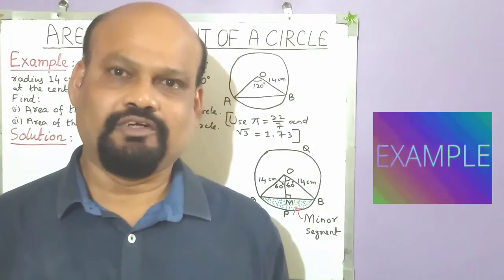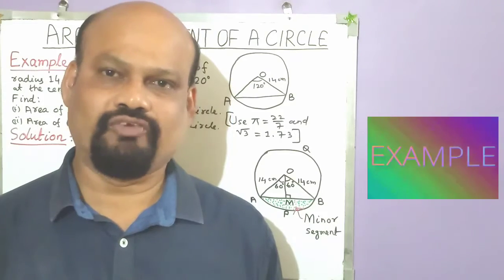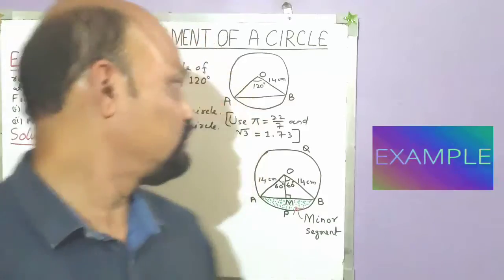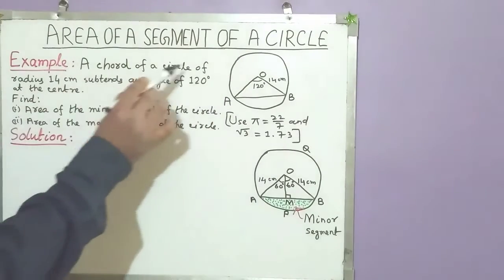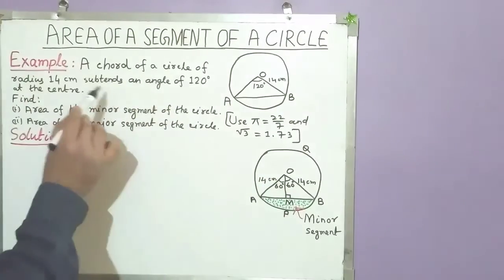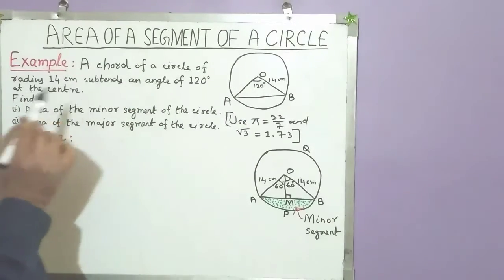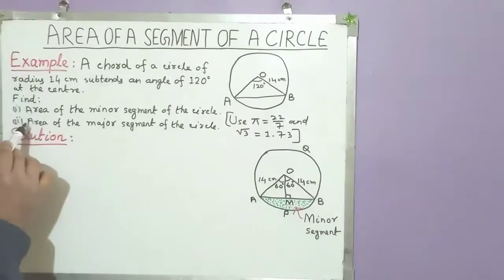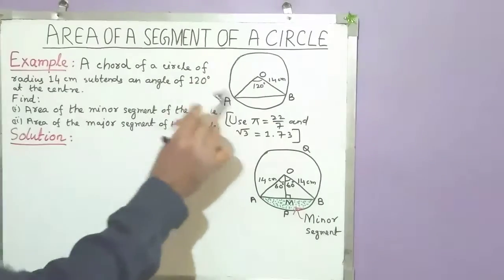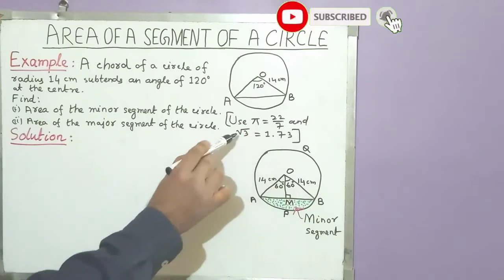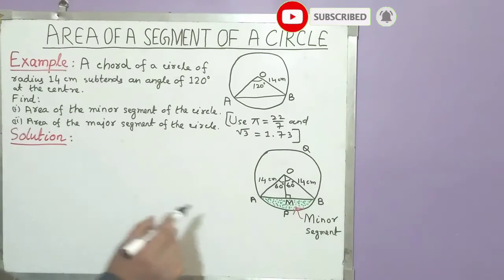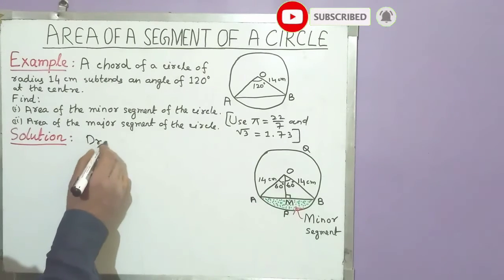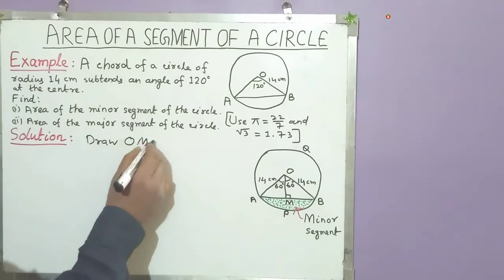Now, let us consider an example to illustrate these formulas for the area of a segment of a circle. A chord of a circle of radius 14 cm subtends an angle of 120 degree at the center. Find first, area of the minor segment of the circle, second, area of the major segment of the circle. Use pi equal to 22 upon 7 and root 3 equal to 1.73. Draw the perpendicular OM on the chord AB of the circle with center O.